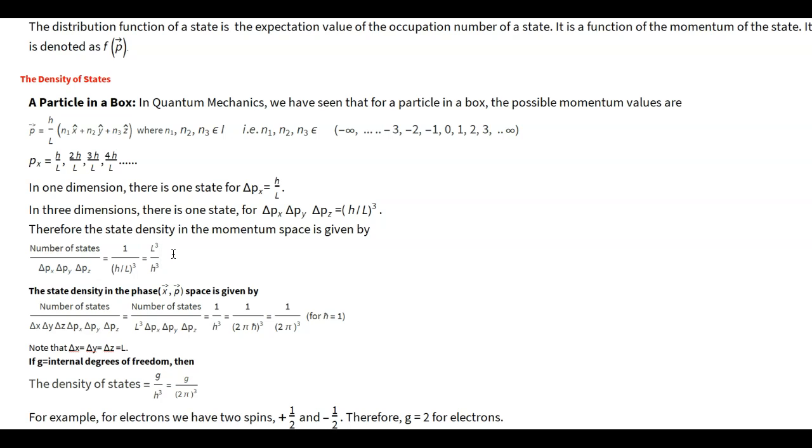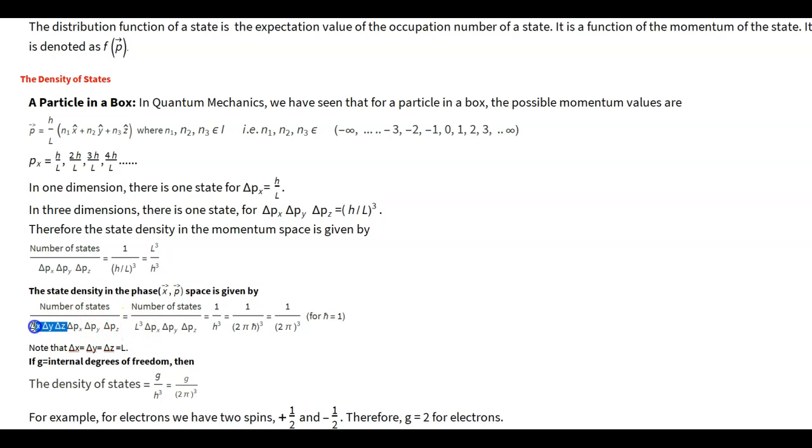Now we want to know, in the phase space, what is the state density? In the phase space, the quantum state density is given by the number of states divided by the phase space volume. Phase space volume is now 6 dimensional. 3 dimensions are for the momentum, 3 dimensions are for the spatial coordinates. So we have delta x, delta y, delta z, delta px, delta py, delta pz.